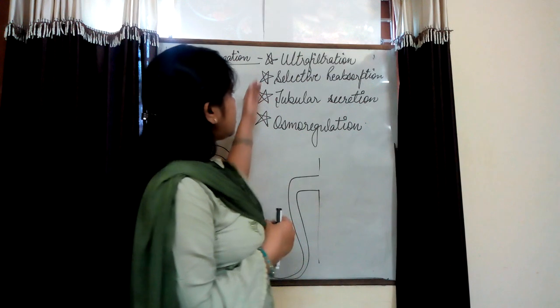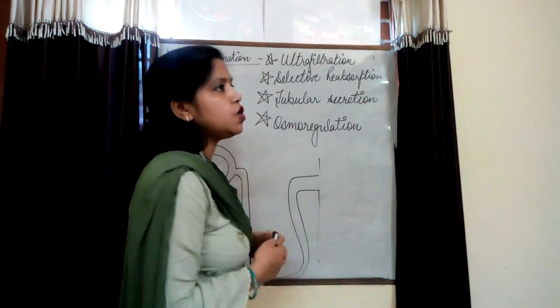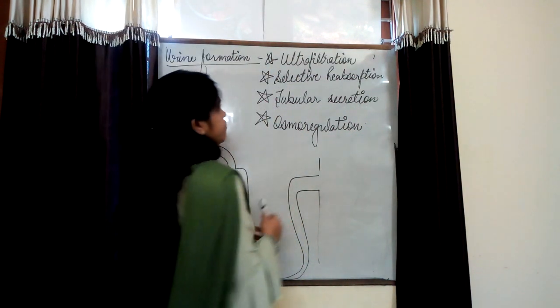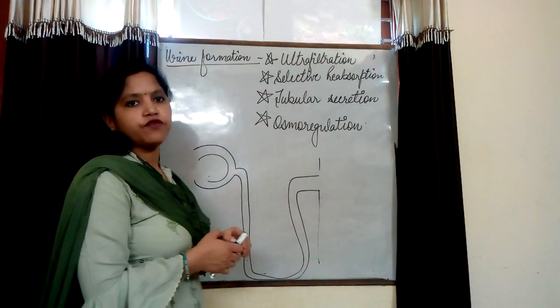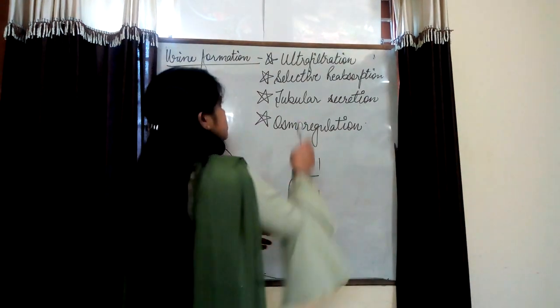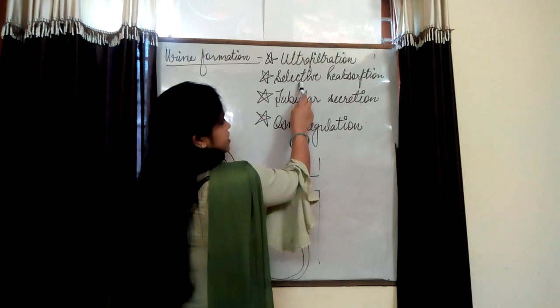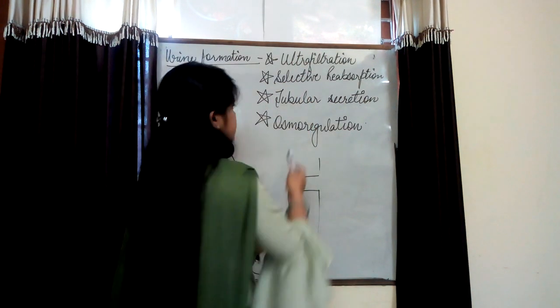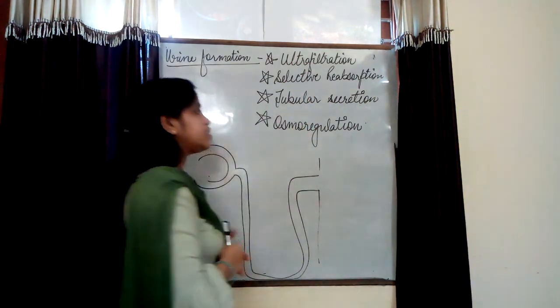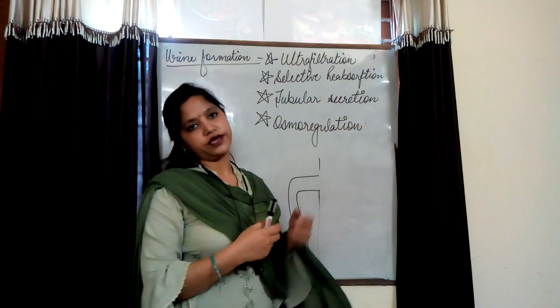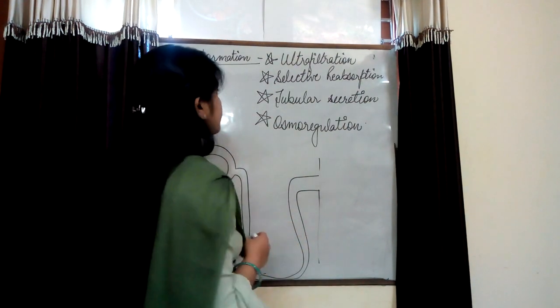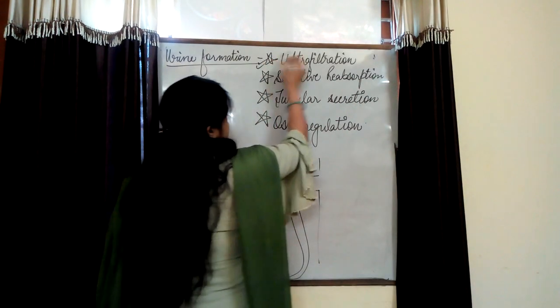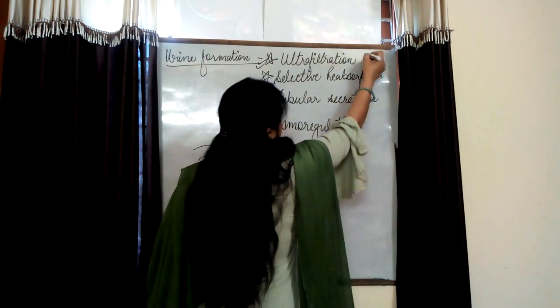It takes place in 4 stages, or there are 4 ways in which the completion of urine formation takes place. First is ultrafiltration, second is selective reabsorption, third one is tubular secretion, and last is osmoregulation. Right? So first one is very important, right? Very important. Ultrafiltration.